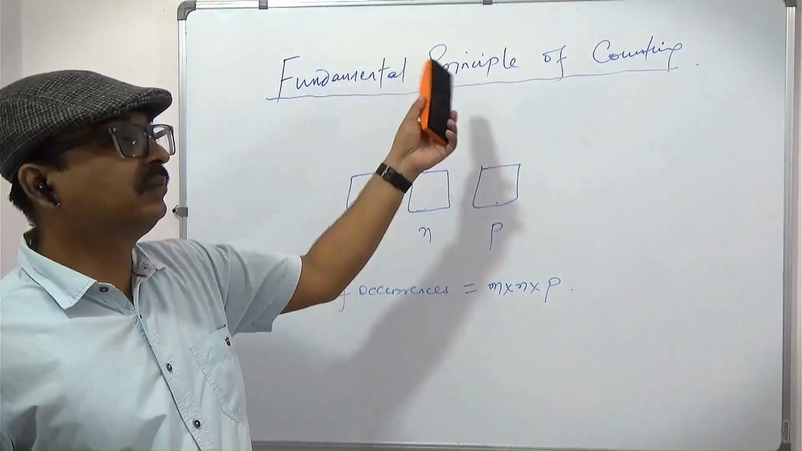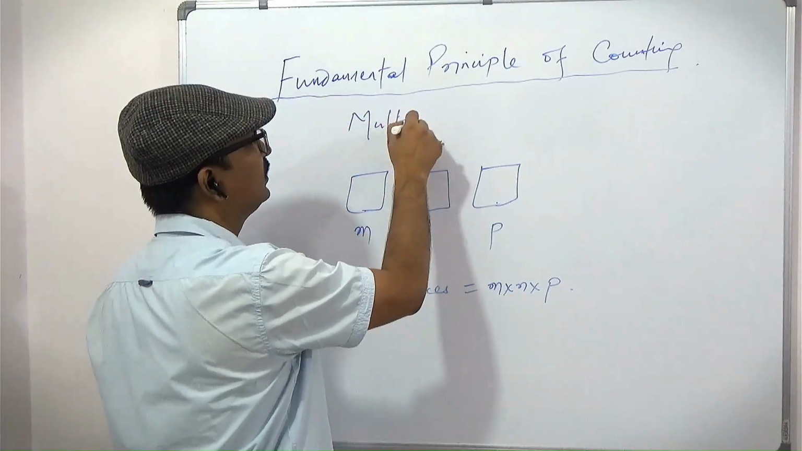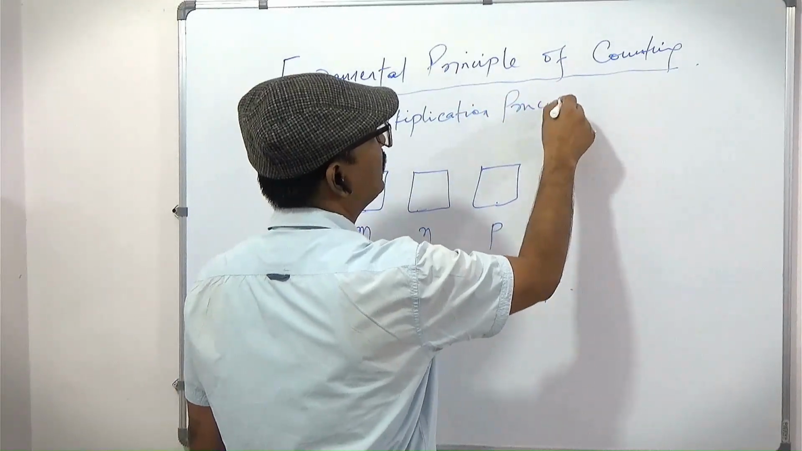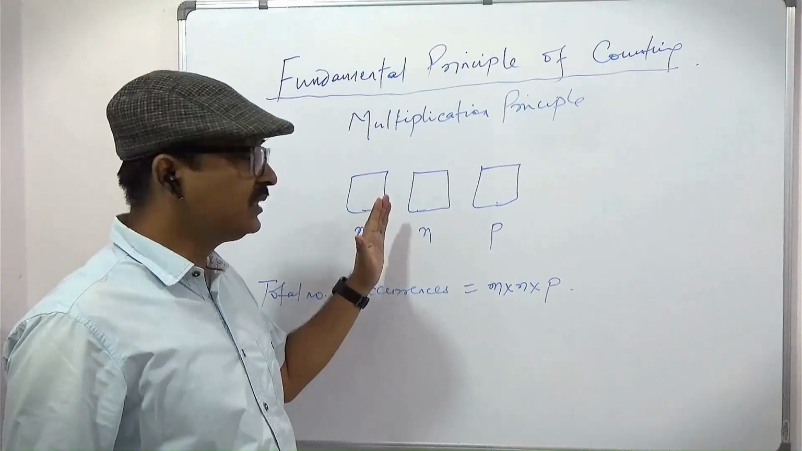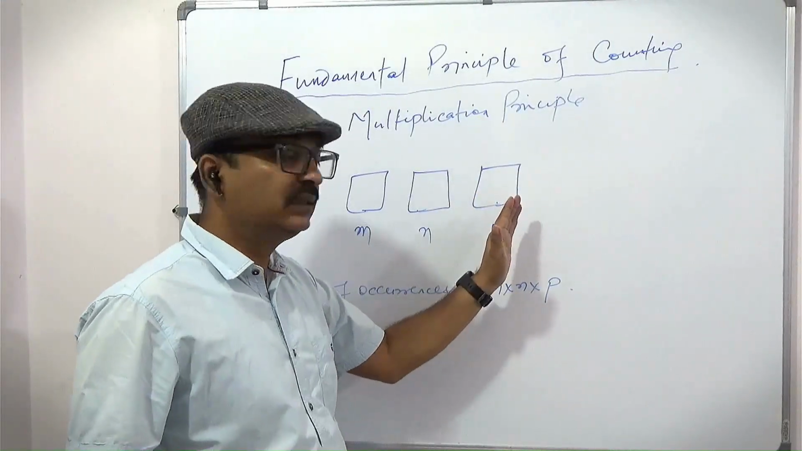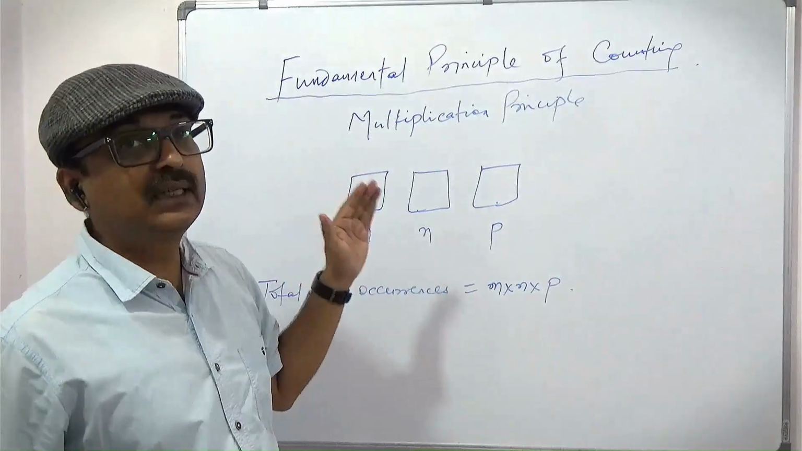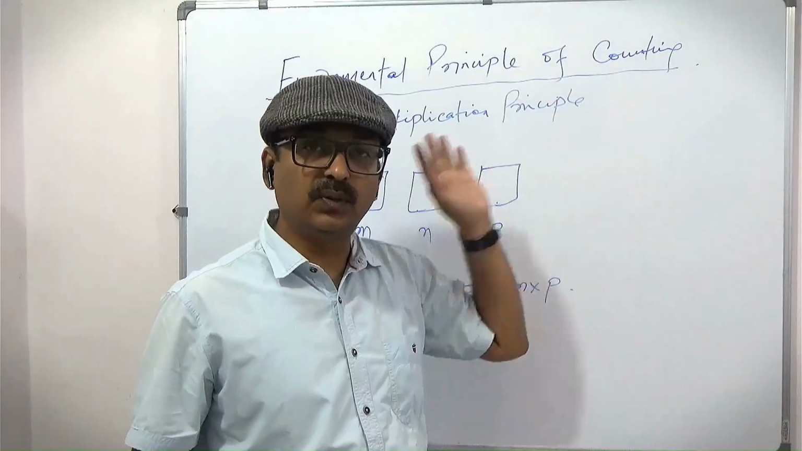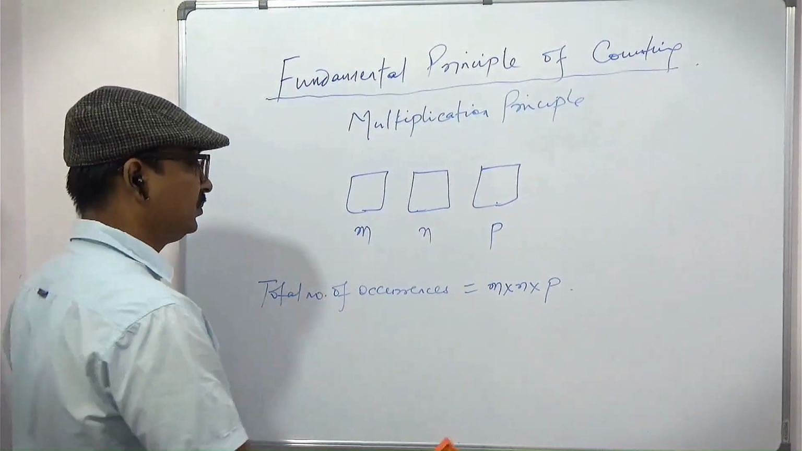This is called the fundamental principle of counting, or it is also called the multiplication principle. Clear? So if an event can occur in m different ways, following which another event can occur in n different ways, following which the third event can occur in p different ways, following which the fourth event can occur in q different ways, and so on, the total number of occurrences of the event will be equal to m cross n cross p cross q cross r and so on. So this is the fundamental principle of counting, or the multiplication principle.